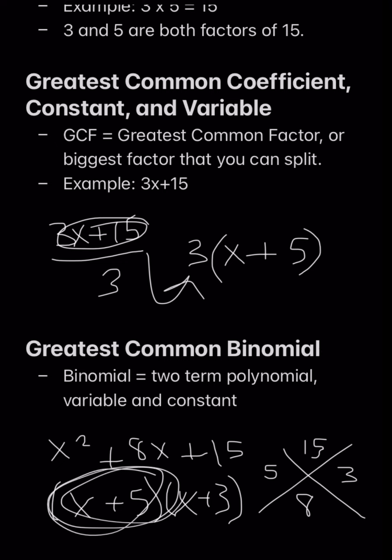Greatest common binomial. So a binomial is a two-term polynomial. Remember that polynomials are sums and differences, and a binomial usually consists of a variable and a constant.